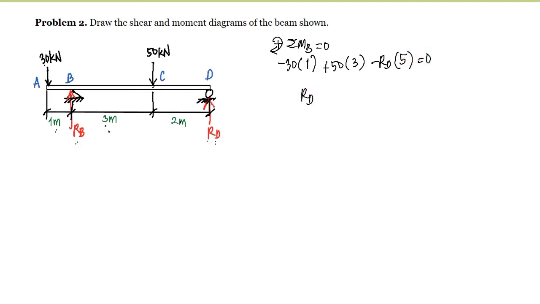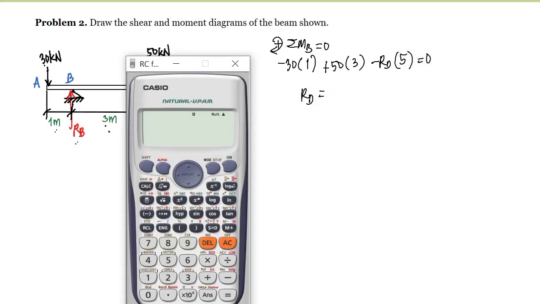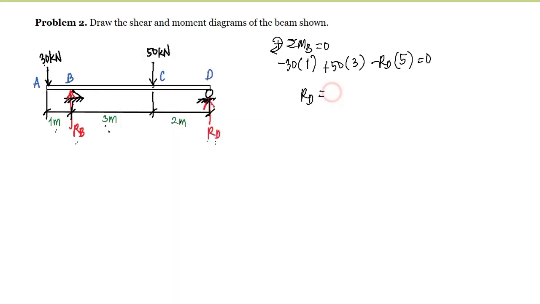So computing for the value of RD, then we have negative 30 plus 50 times 3 minus 5x. This is equal to 0. Shift solve equals, and we have here 24 kilonewton. So we have 24 kilonewton. Since it is positive, tama yung assumption natin that RD is directed upward.